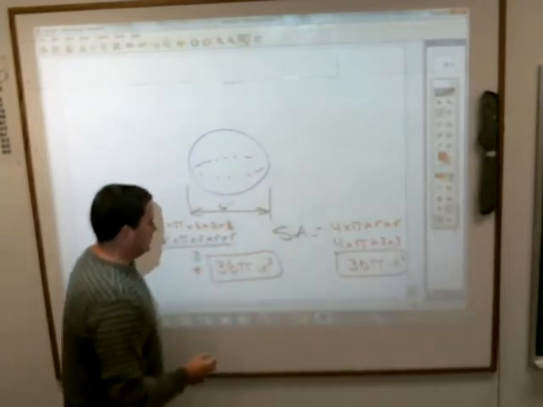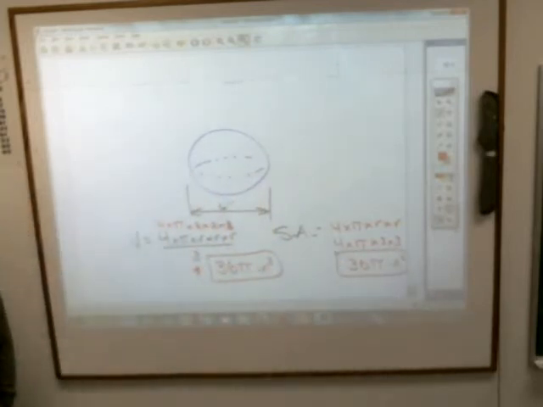Now, so here's a question, and I know people would actually ask me this. Will I always get the same answer for surface area and volume of a sphere? No. Just happens that with the threes, they kind of worked out that way.